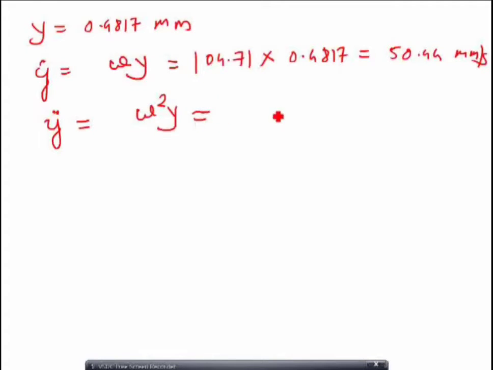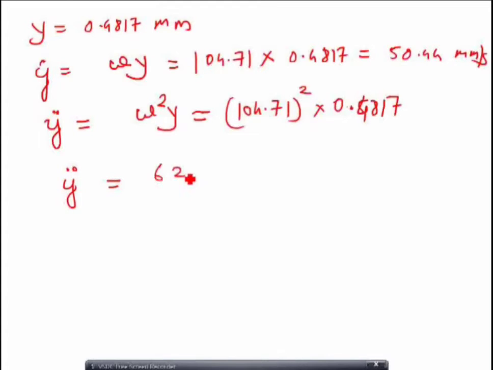Omega square into y is equal to 104.71 bracket square into 0.05 into 0.4817. So I am getting acceleration for this problem, y double dot, is equal to 6281.44 mm per second square.